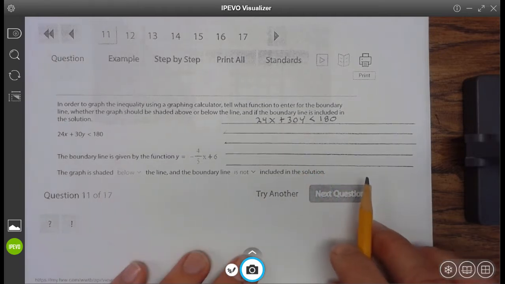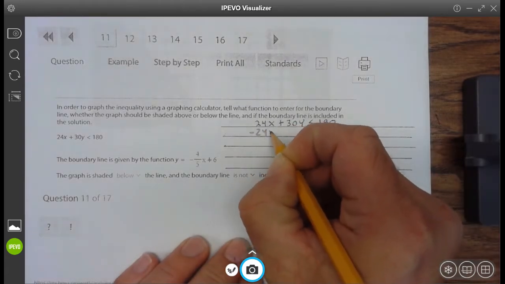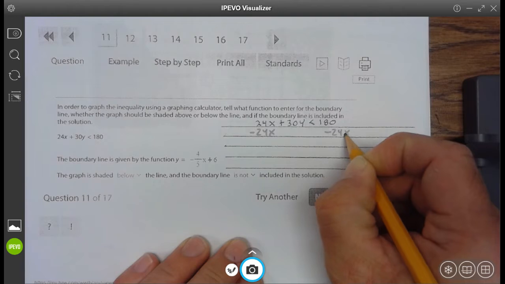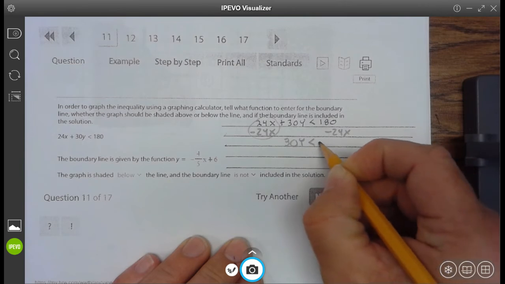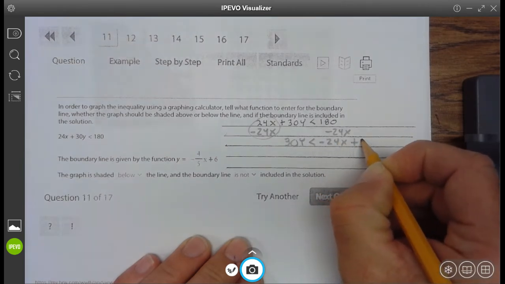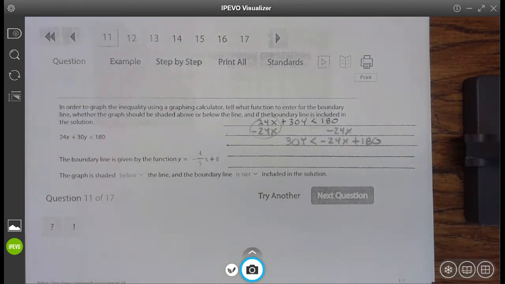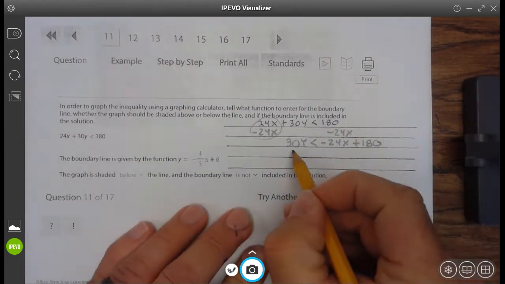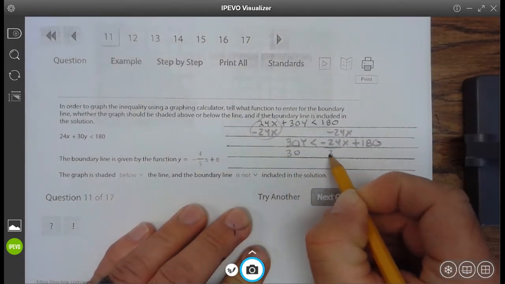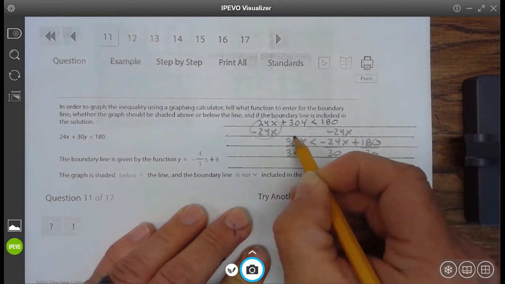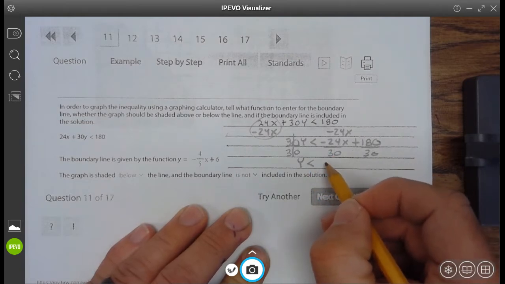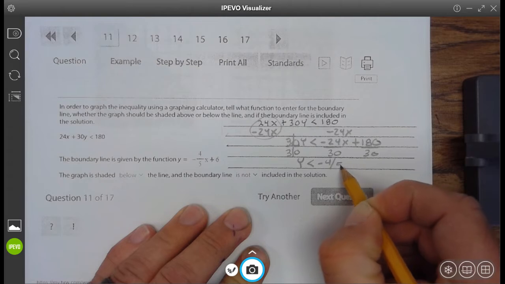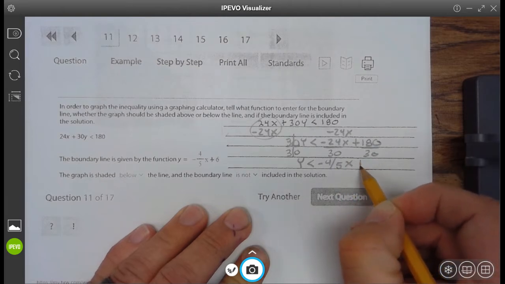So again, we need to solve for y, so we're going to subtract 24x from both sides. That becomes 0. You get 30y less than negative 24x plus 180. Okay, we're going to divide everything by 30. 30 divided by 30 is 1. You get y less than negative 24 divided by 30 reduced to be negative 4/5 x. And then 180 divided by 30 is plus 6.